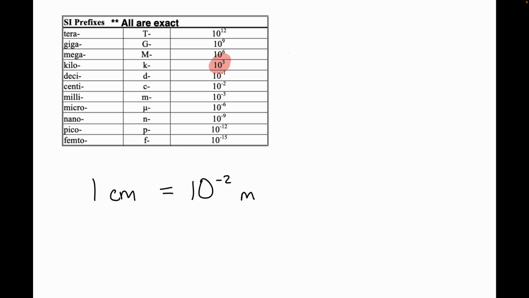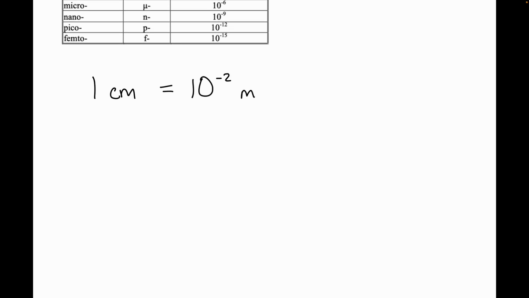Well, this is all well and good, and it's 100% true. 1 centimeter is indeed 10 to the negative 2 meters, all right? But this doesn't really help us in math at all, in doing a unit conversion here. So from here, we're going to have to take this equality and build a conversion factor. This conversion factor is what we're actually going to use in our math.